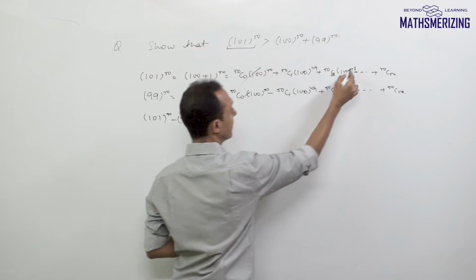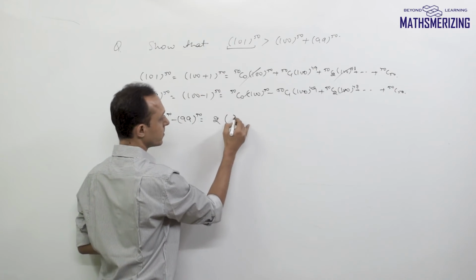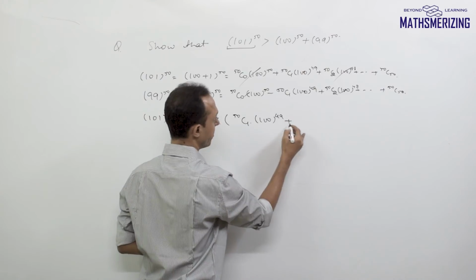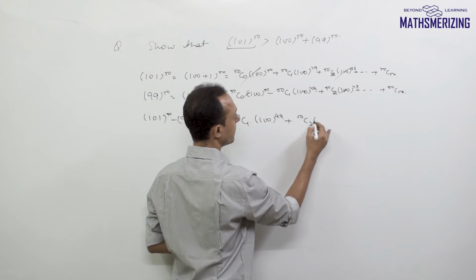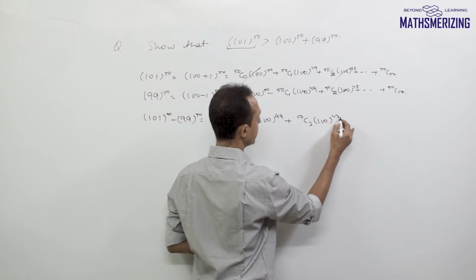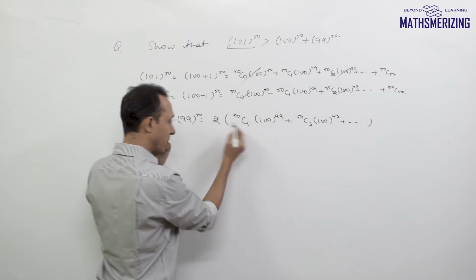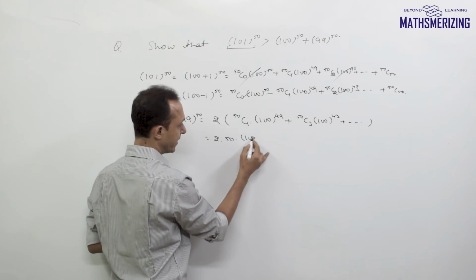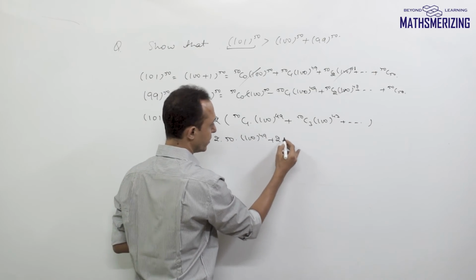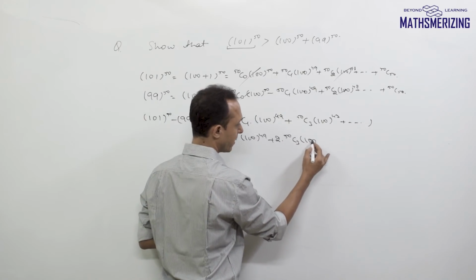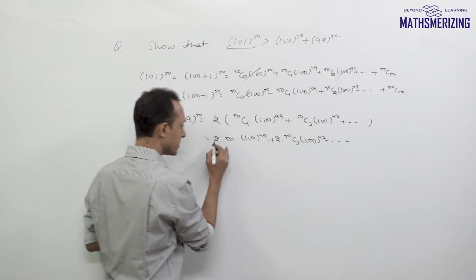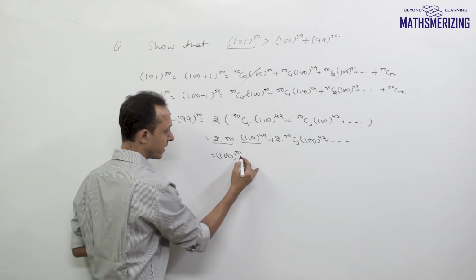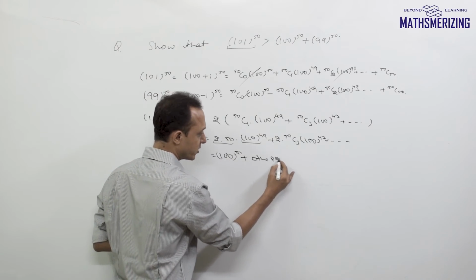Now these terms will get cancelled. So I'll write 2 times 50C1 into 100 to the power 49 plus 50C3 into 100 to the power 47, and I'll continue. I'll multiply this 2 inside. So this is 2, and 50C1 is simply 50, and that is 100 to the power 49. This is 2 into 50C3, 100 to the power 47, and other terms. So this is 100 into 100 to the power 49, so it will be 100 to the power 50, and then plus other positive terms.